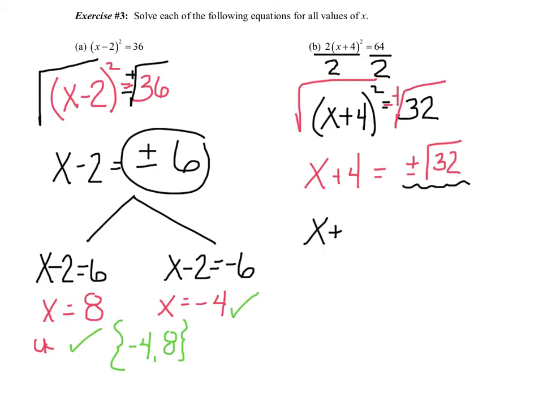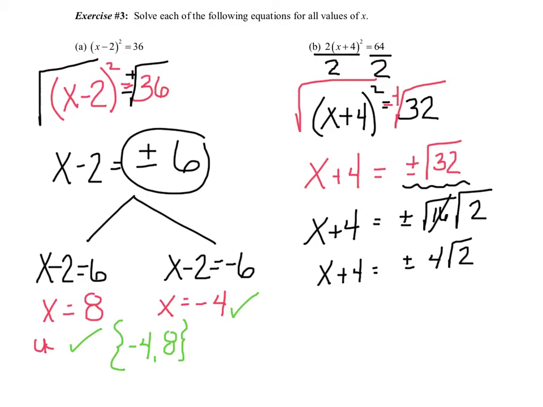I get x plus 4 equals plus or minus, what are we thinking on 32? Perfect square and not a perfect square. I'm going to go with 16 times 2. So I get x plus 4 equals plus or minus 4 radical 2. Now remember, you truly have two answers. You have x plus 4 equals positive 4 radical 2, and x plus 4 equals negative 4 radical 2.